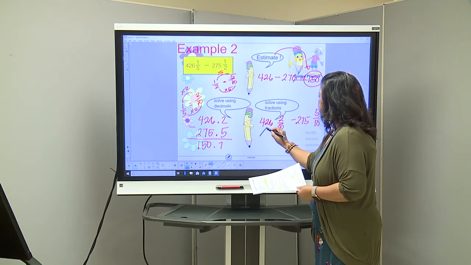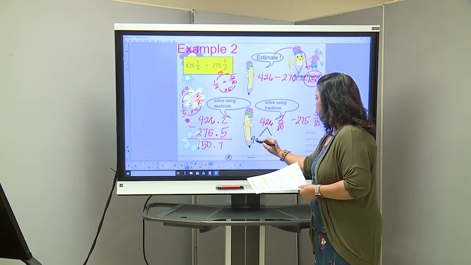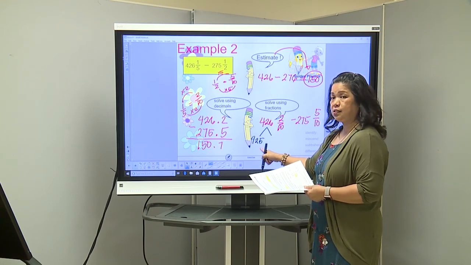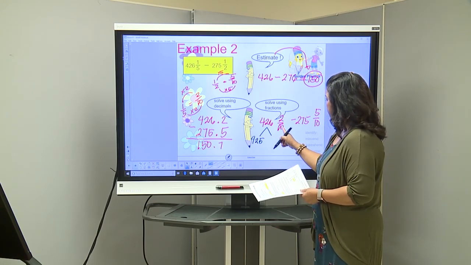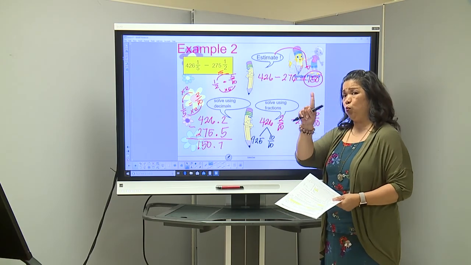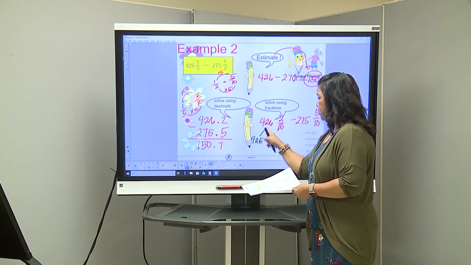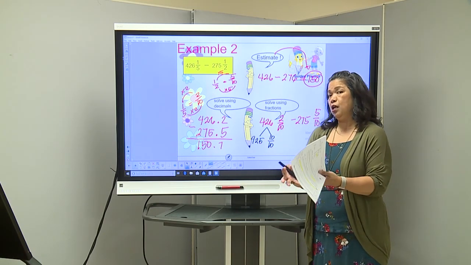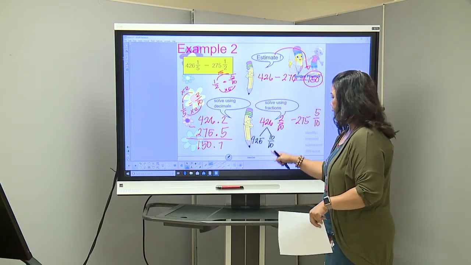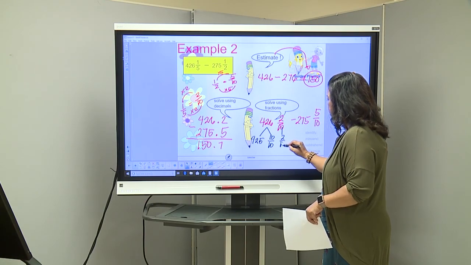So I am going to decompose my 426 because I am going to borrow 1 whole there. And instead of 426, I now have 425. And the other one is 10/10. So 10/10 is 1. You remember that, right? So 1 and 425 is the same as 426. So I did not take away anything else. It's all there, okay?